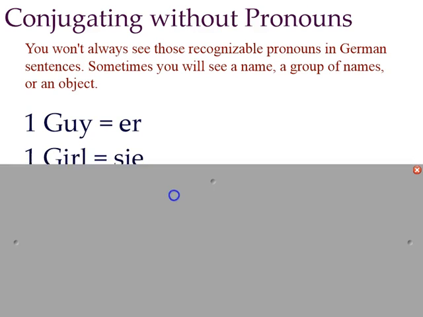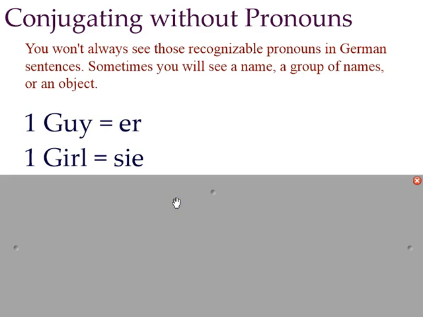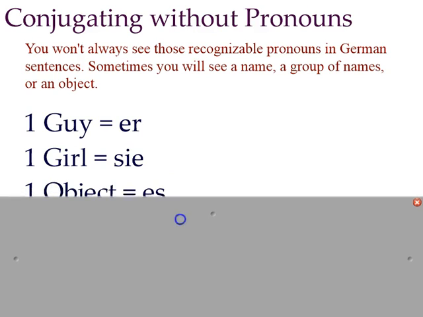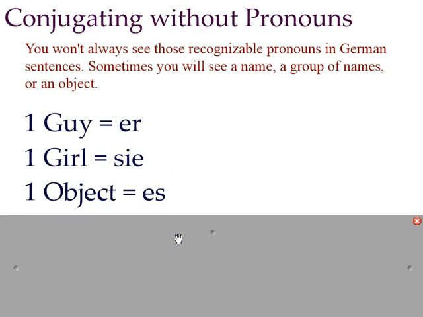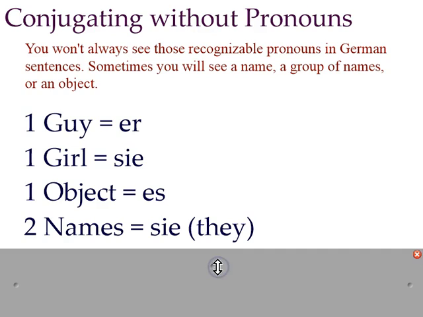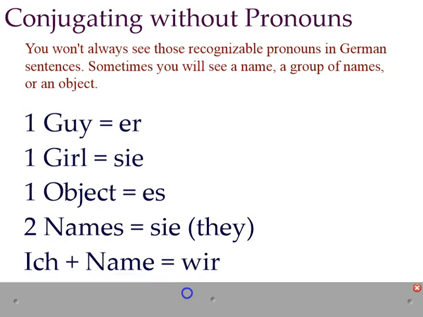So er. One girl is sie, as in she. Monika comes over, she comes over. One object would be thought of as es, it. Two names being referred to are sie, as in they. Monika and Wilhelm watch a movie, they watch a movie. And you might also come across ich and a name combined for wir. My mother and I are going shopping, we are going shopping.